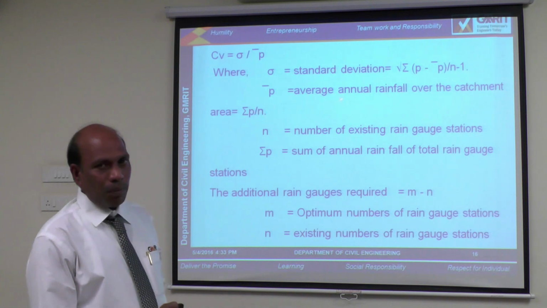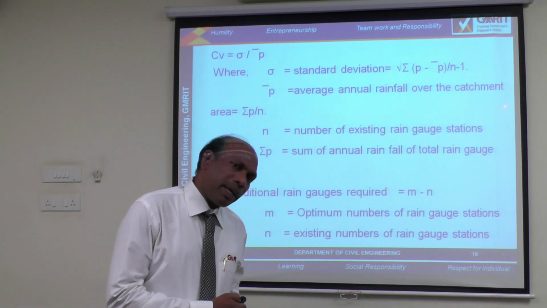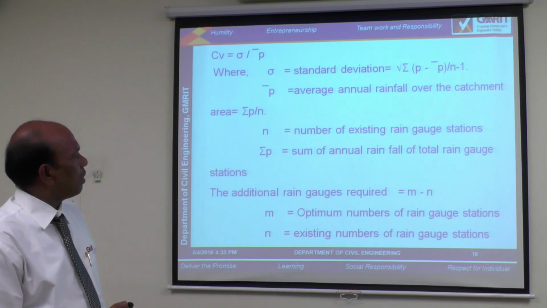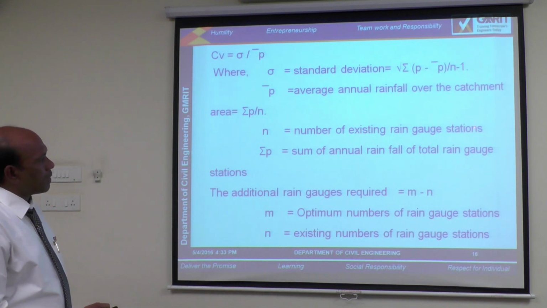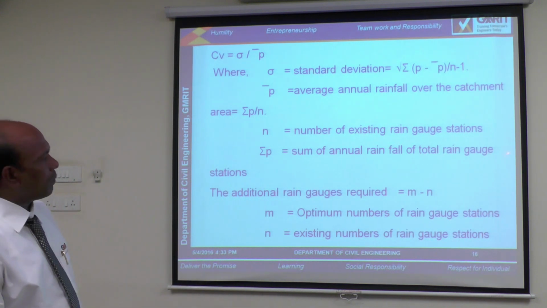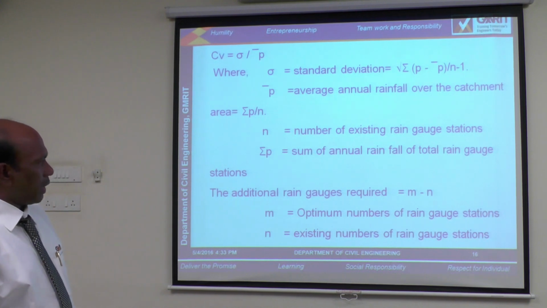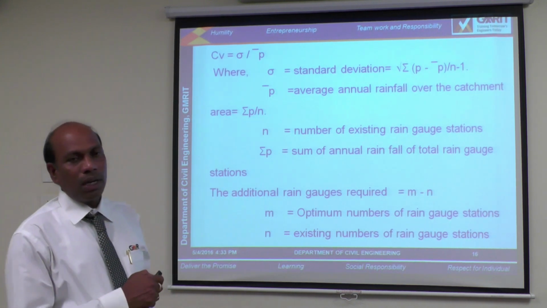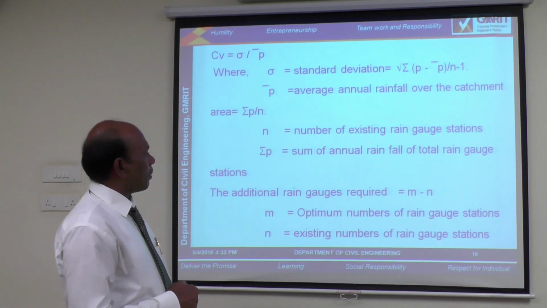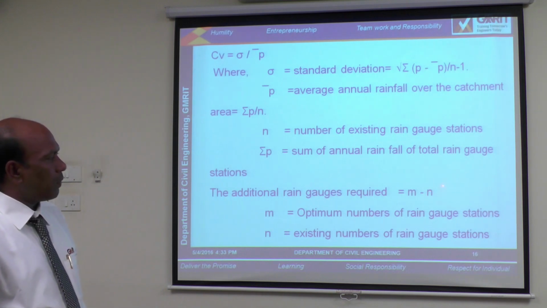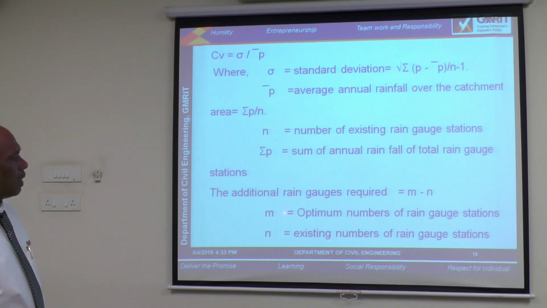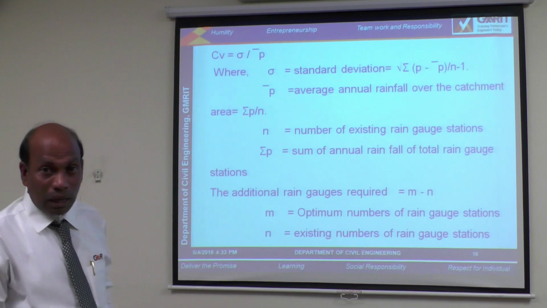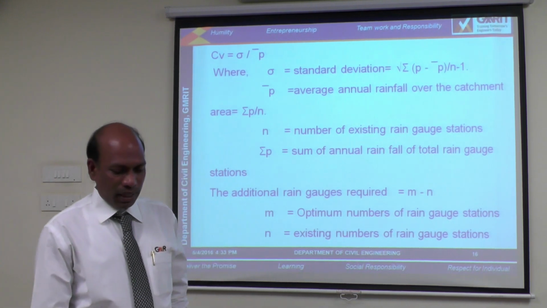And P bar is the average annual rainfall over the catchment area. This is the sum of the rainfalls on all rain gauges divided by the number of rain gauge stations, where N is the number of existing rain gauge stations, and sigma P is the sum of rainfall on all rain gauges. And finally, the additional rain gauges required is equal to M minus N. M is the optimum number of rain gauges, N is the existing number of rain gauges. Then we have the additional requirement of rain gauges on a particular catchment area.